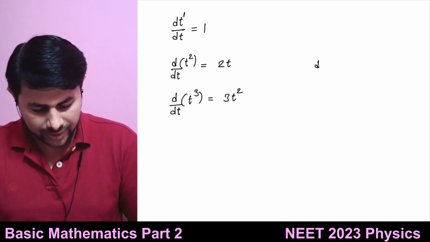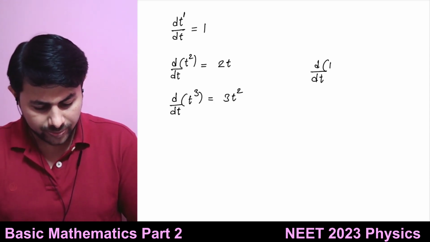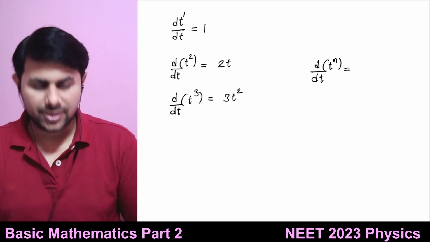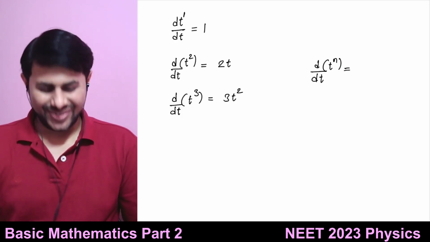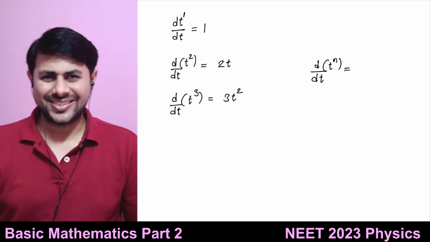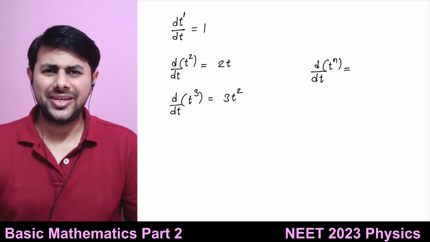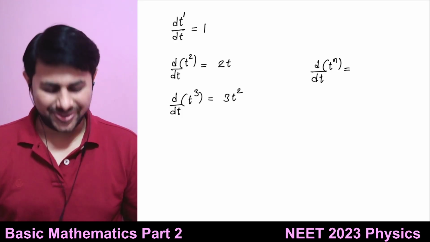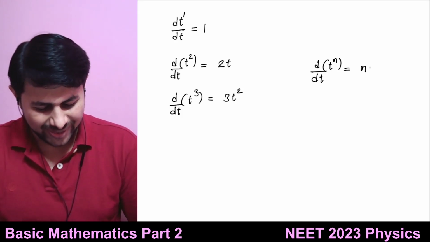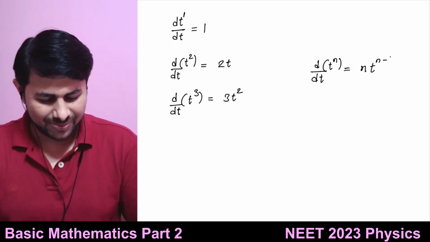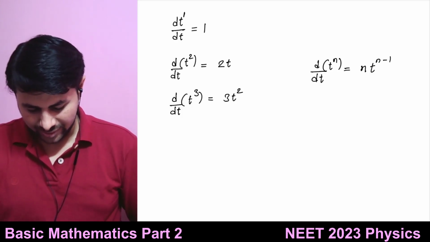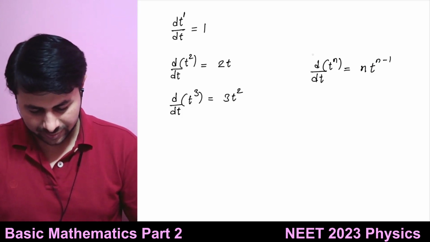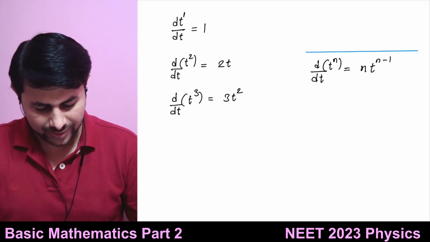So d by dt of t raised to n. This is the most important formula about derivatives, as far as NEET is concerned at least, and JEE too, because this is the most common derivative. So it is n multiplied by t raised to n minus 1. This is the formula that we have to memorize.